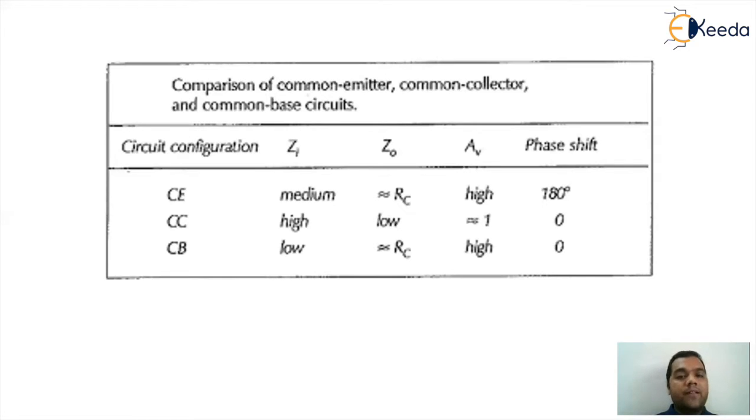Common base amplifier circuits will have high voltage gain, low input impedance, and output impedance will be RC, which will be on the medium or the higher side. But the phase shift will be 0 degree. So output and input will be in phase.